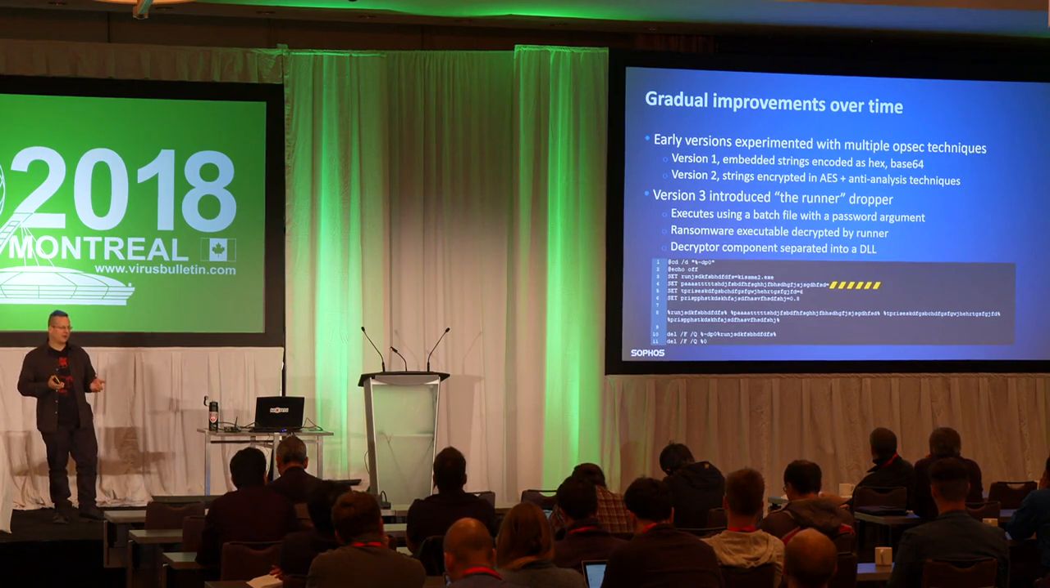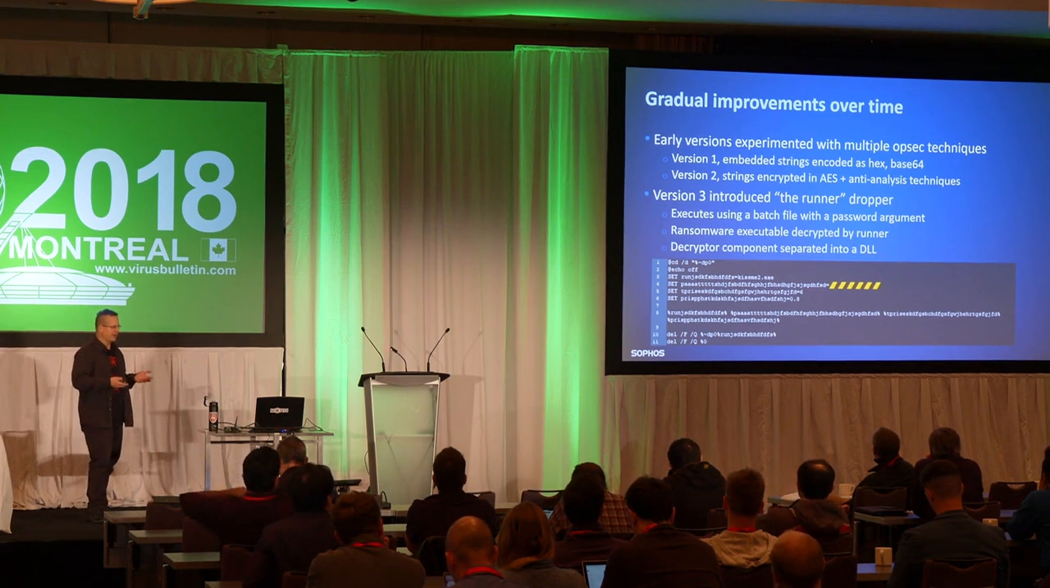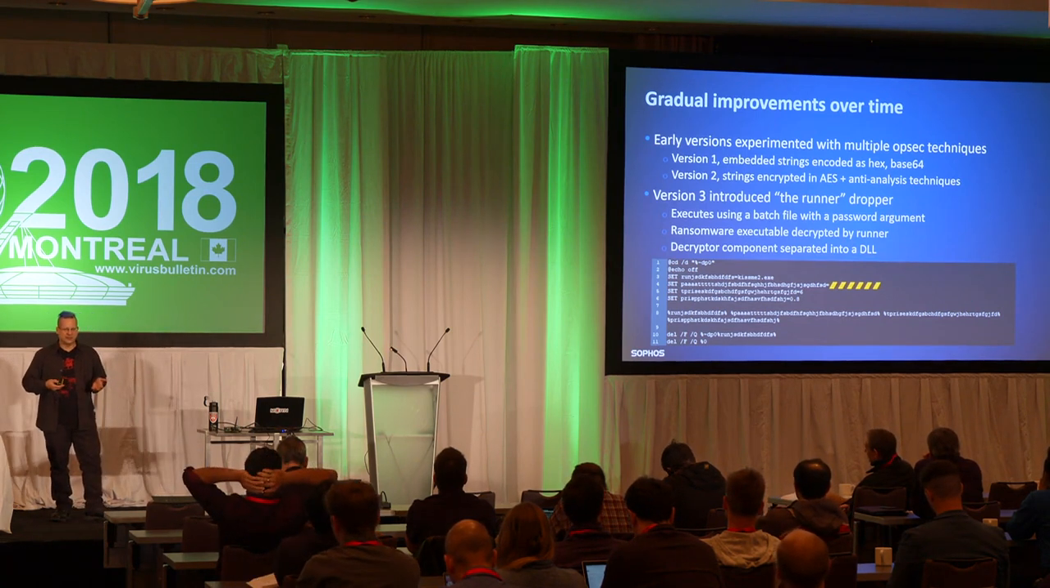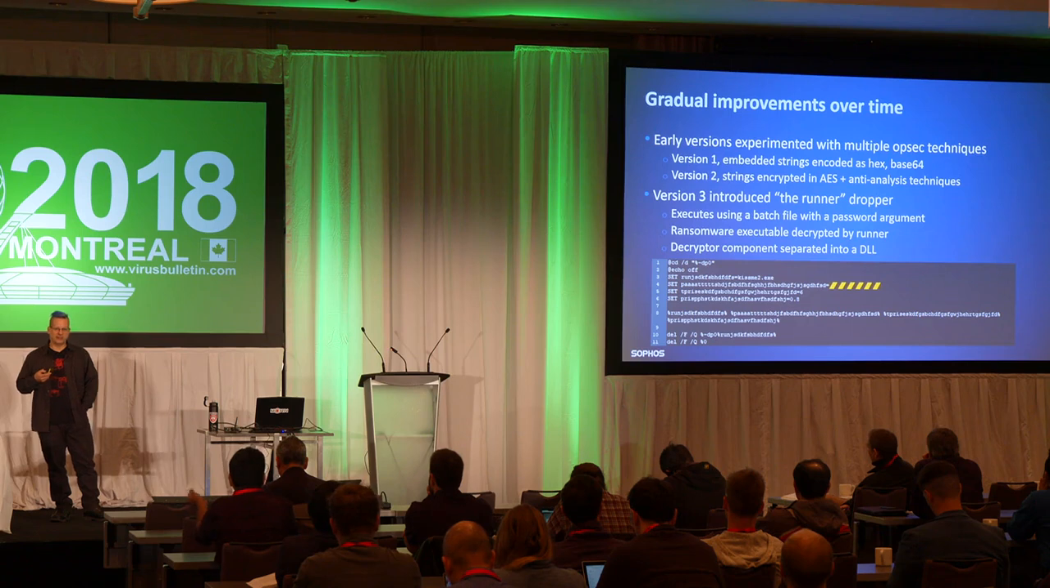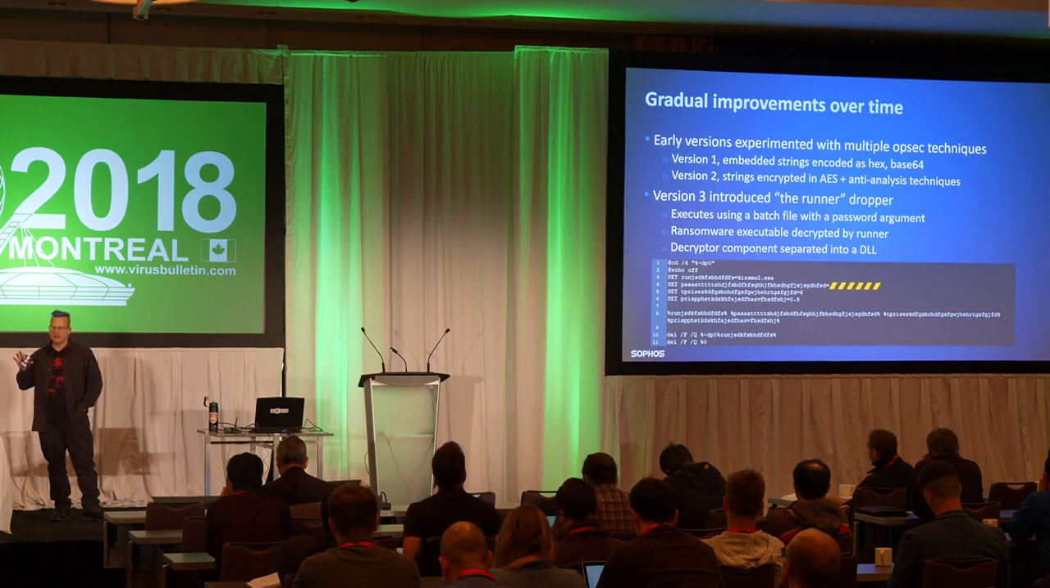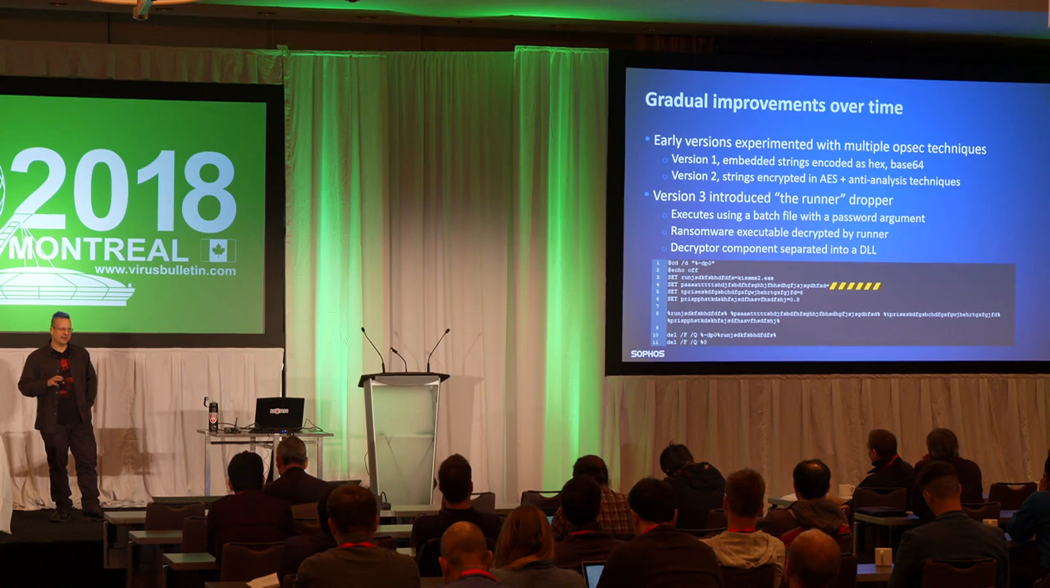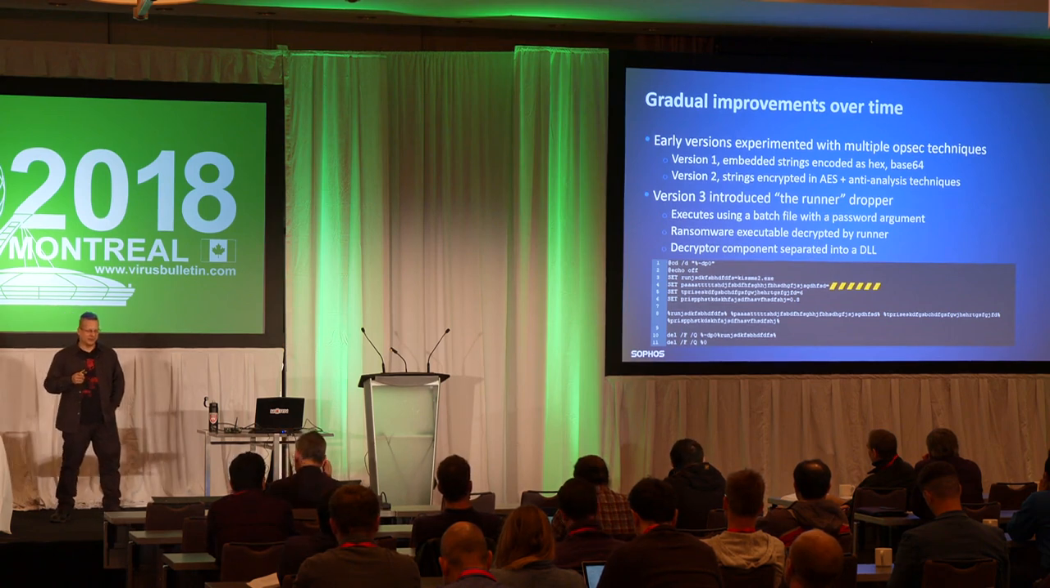And then by the third version, we started to see this thing called the runner, which was essentially a dropper that would deliver the payload. It was embedded encrypted inside the dropper, and it would decrypt and drop the payload that was the ransomware executable. And then they started to sort of segment out components of the malware, including the decryptor, into separate libraries that they would also bundle into the dropper.